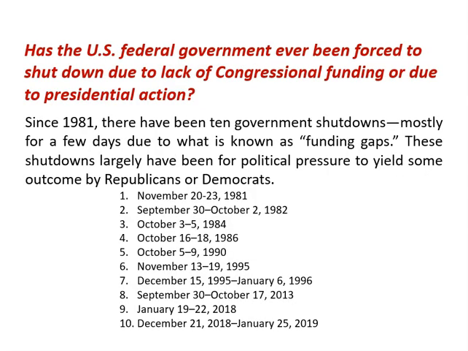Has the U.S. federal government ever been forced to shut down due to lack of congressional funding or due to presidential action? Since 1981, there have been 10 government shutdowns, mostly for a few days due to what is known as funding gaps. These shutdowns largely have been for political pressure to yield some outcome by Republicans or Democrats. The full list of those dates is shown in the slide.